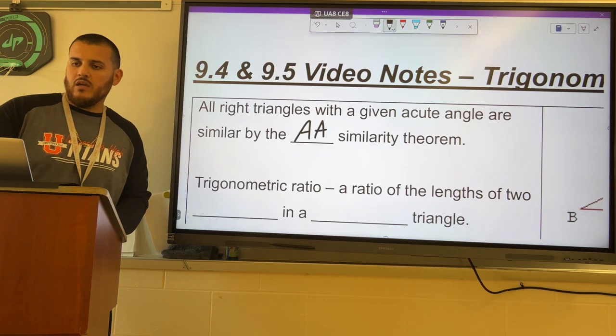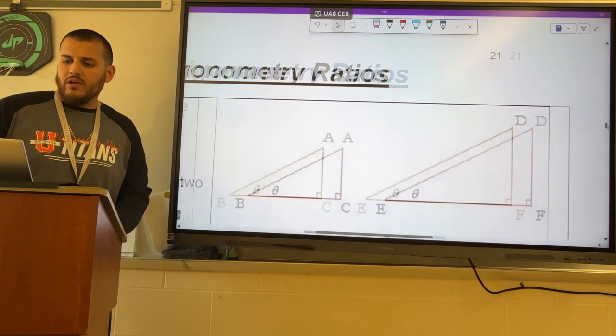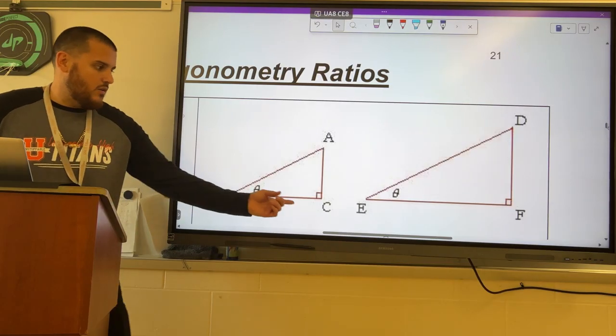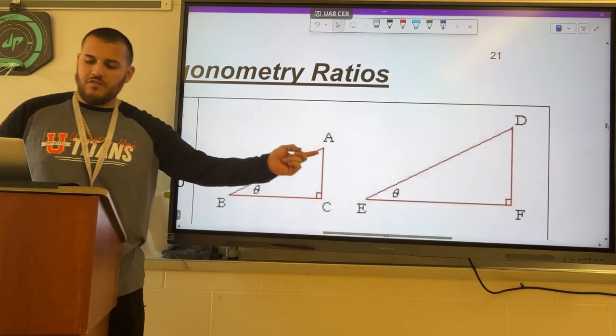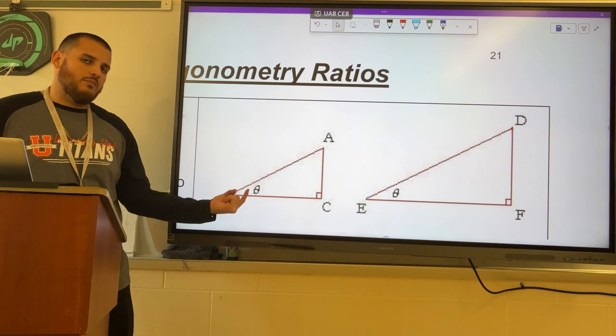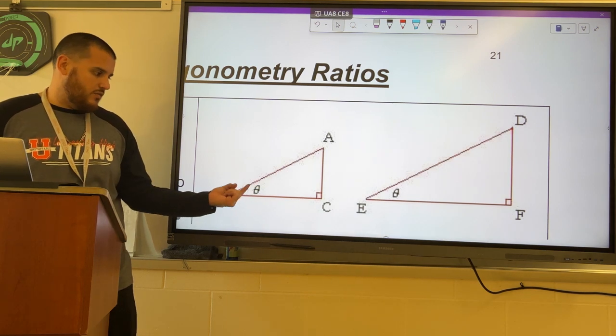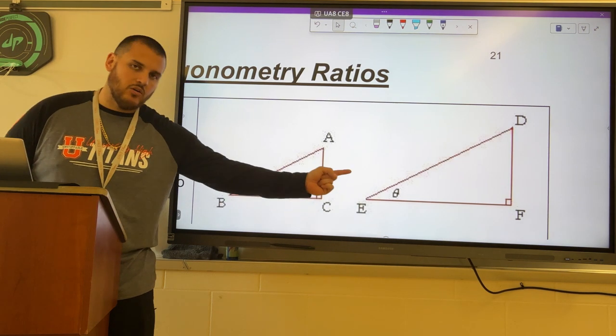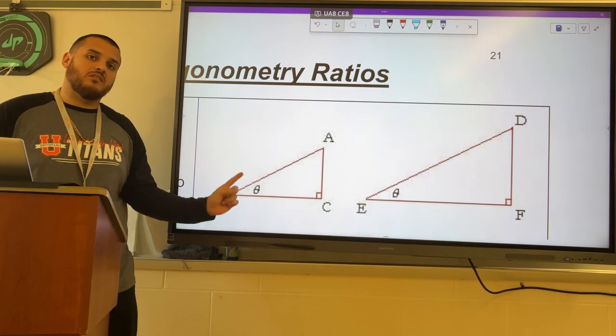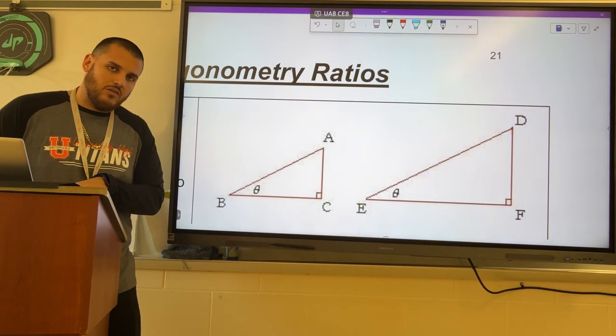Just as a quick example of that, we have two right triangles here. We have angle C congruent to angle F. And then we have this little symbol here that means theta in the bottom left corner of each. So angle B is congruent to angle E. That makes these triangles similar by the angle-angle theorem.